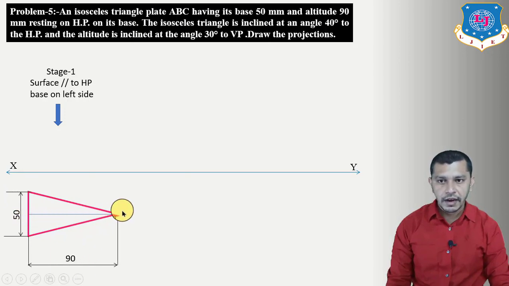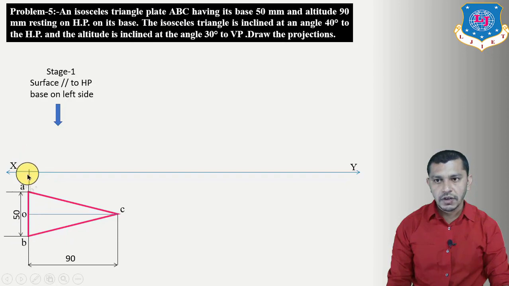A line connecting this corner and the center of the base is known as the altitude. So this is our ABC isosceles triangle, and OC will be our altitude, which is 90 mm. Now we have to draw the elevation. So project these points upwards. Here we will get A dash, B dash, here we will get C dash, and this will be our elevation, which is a line, and the top view will be a true shape.